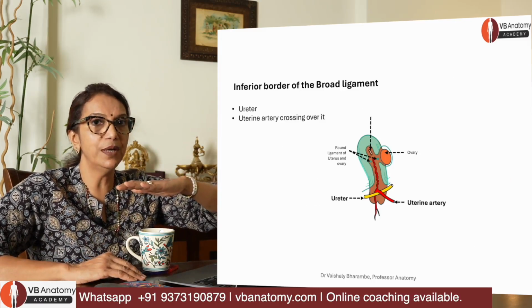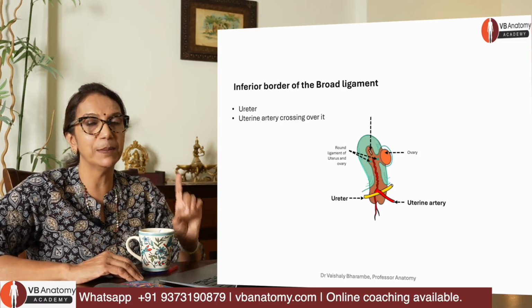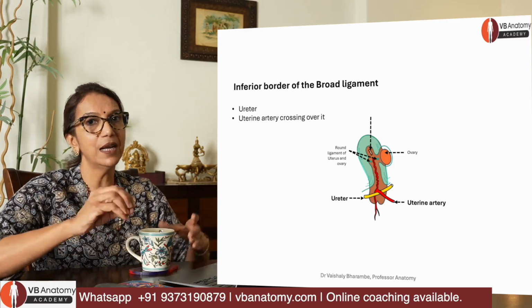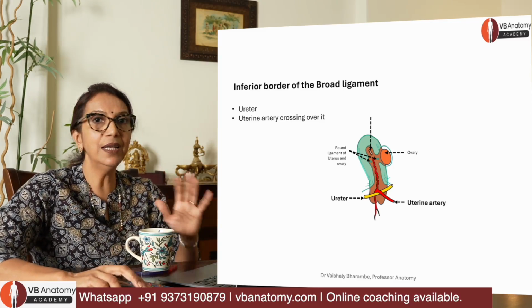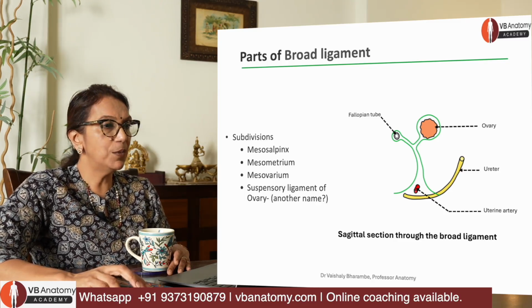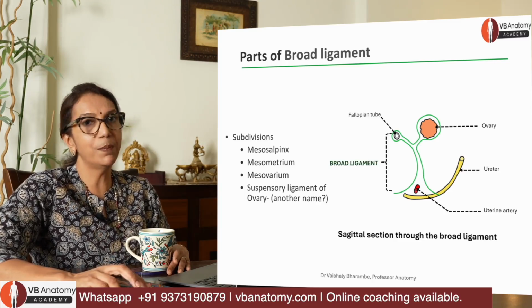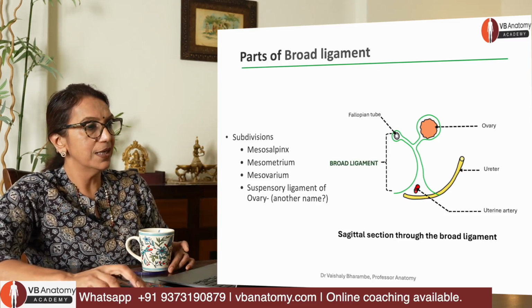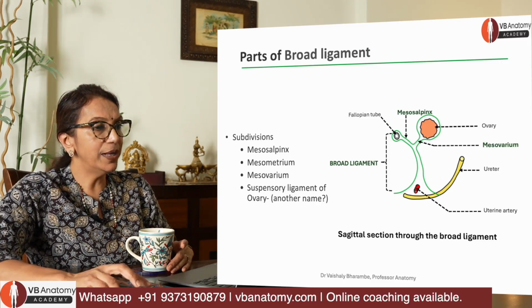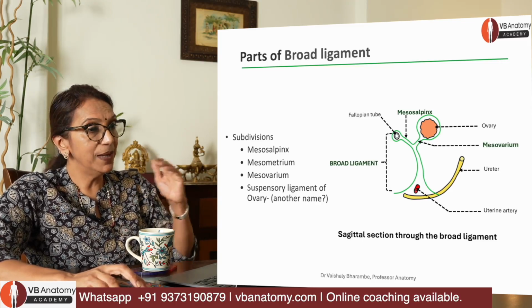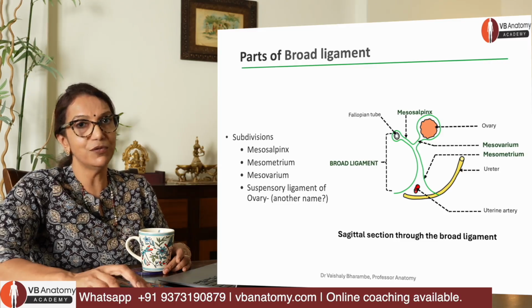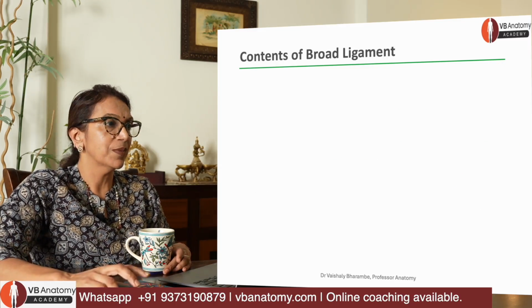I won't talk about it. You already know the relation you have to remember here. The two layers of broad ligament will separate out and in the gap in between, an artery and ureter will be passing. Done? Parts of broad ligament. The broad ligament has got four parts to it. This whole thing is the broad ligament. You can see the part holding the fallopian tube is called mesosalpinx. Holding the ovary is called mesovarium. Below the mesovarium is called mesometrium, and the last part is called suspensory ligament of ovary, which we've already discussed.